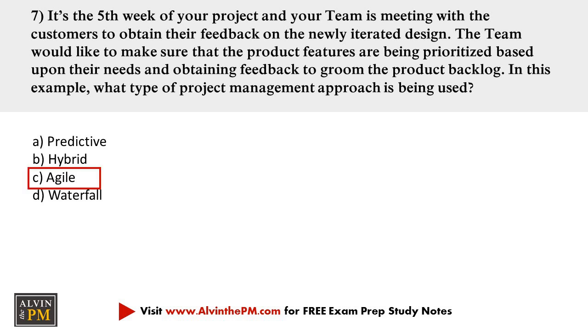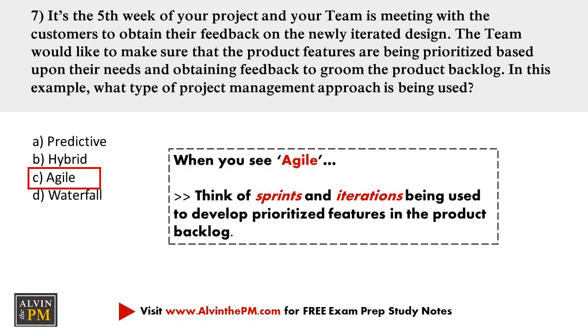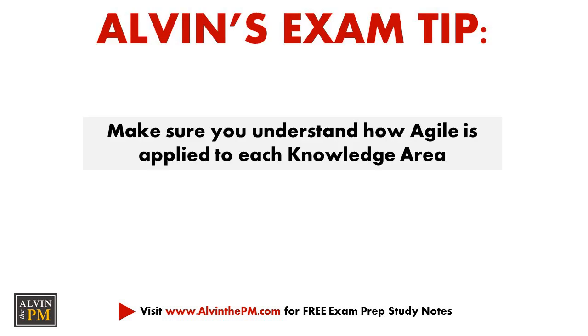The correct answer is C. In an agile environment, the team works in a series of iterations and cycles called sprints to develop a fully functional product which is based upon prioritized features in the product backlog. If you had trouble answering this question, make sure you spend some time understanding the basics in Agile and how this applies to the knowledge area for scope management.